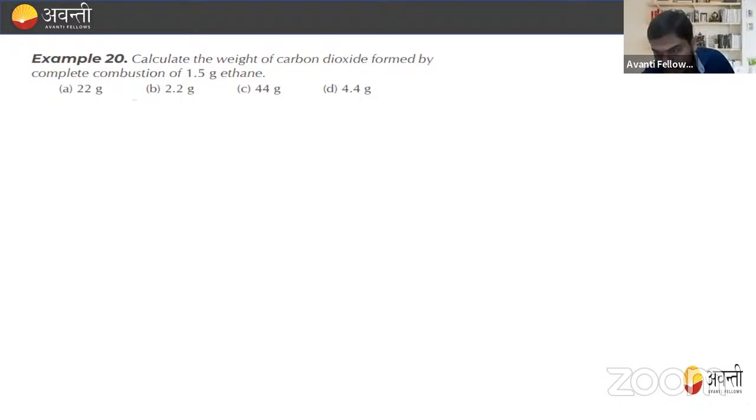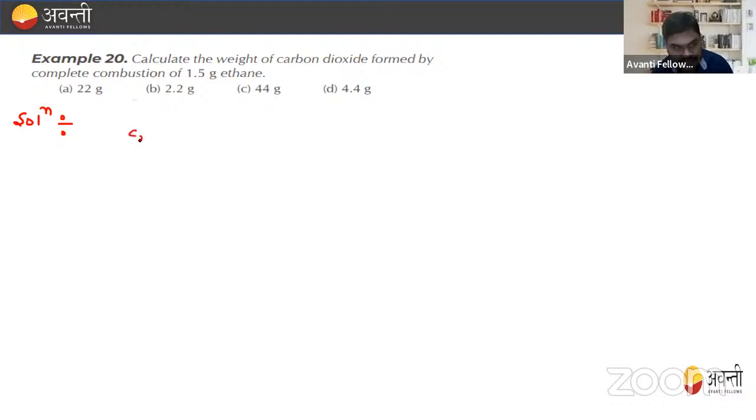And try to solve this question better. Try to solve this question because this one is very important and very simple, which is basically based on the mole concept method. So what is the first step? First step, write the balanced equation, right? Calculate the weight of carbon dioxide formed by the complete combustion of 1.5 gram ethane. So you have to give the complete combustion of 1.5 gram of ethane.